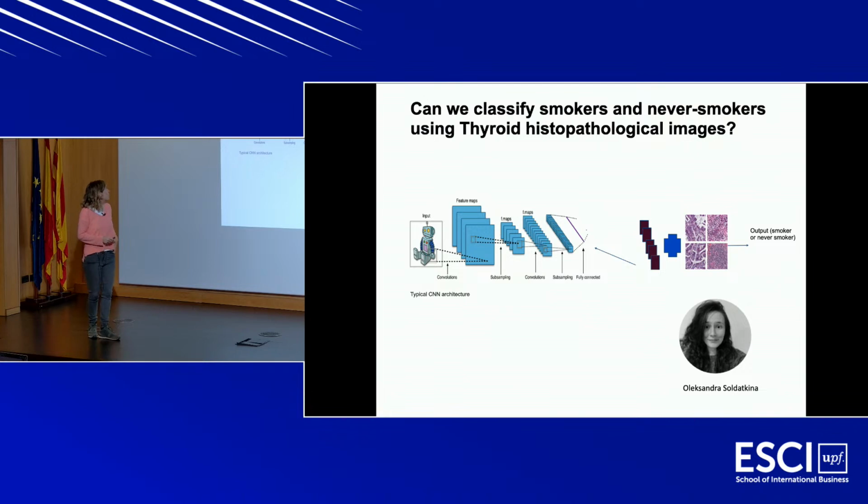So what we do is use deep learning and the typical convolutional neural network architecture. I'm not going to go into details on this, but basically we take huge artificial intelligence models, and we use the images to train the last layer of these huge network models. And we ask the model, can you classify between smokers and non-smokers?